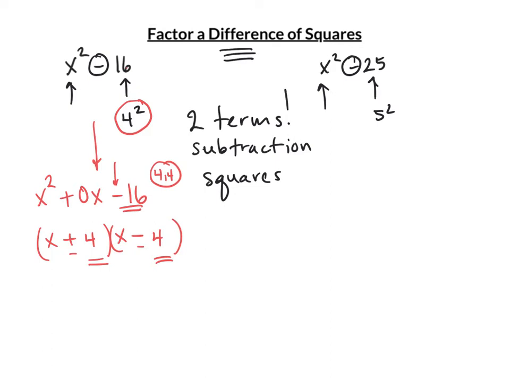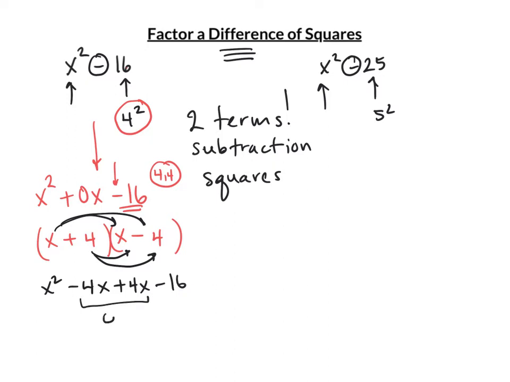When you FOIL, the thing to notice is that x times x is x squared, x times negative 4 is negative 4x, and positive 4 times x is positive 4x, and positive 4 times negative 4 is negative 16. Notice that the middle makes 0, and that's why I end up with x squared minus 16. This only works because the signs are positive and negative. In the middle, I get positive 4x and negative 4x, which makes 0.